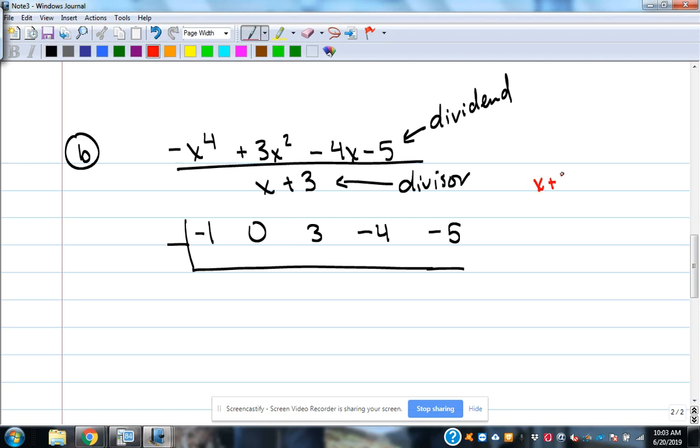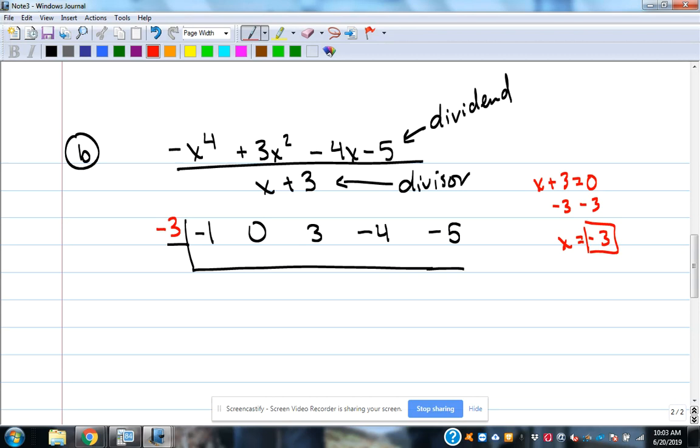Set x plus 3 equal to 0. Subtract 3. X is equal to -3. So -3 goes on the shelf. That's how I know that. And then go from there.